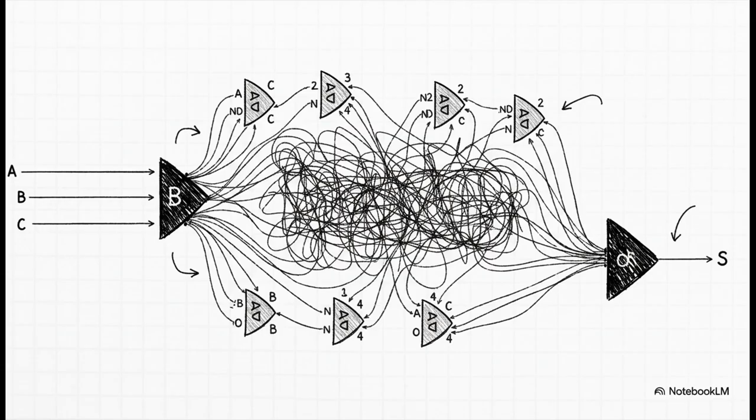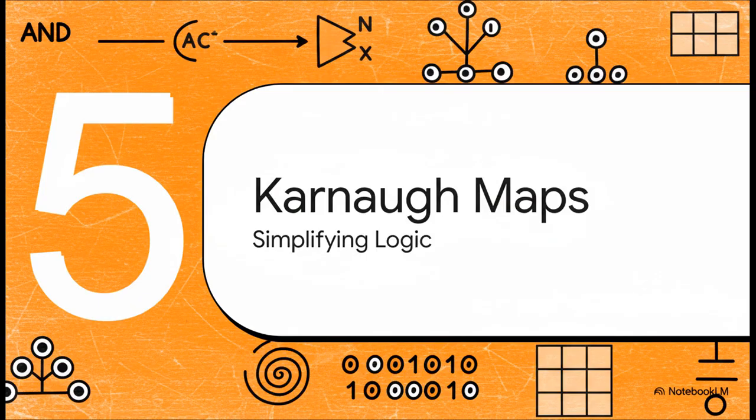But look at that thing. It's a complete mess, right? It's technically correct, sure, but it's long, it's complicated, and trying to build that as a physical circuit would be a nightmare. And that's what brings us to a really brilliant little trick for optimization. Because in the world of computer hardware, simpler is always better. It means faster, cheaper, and it uses less power.